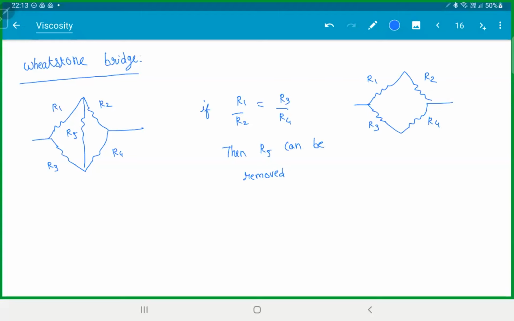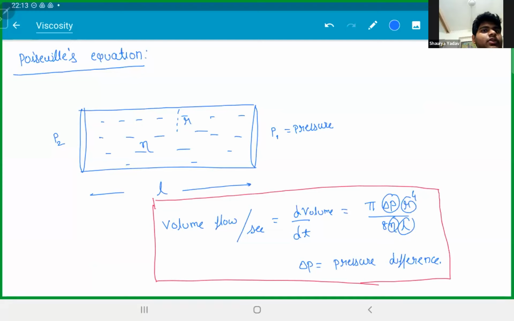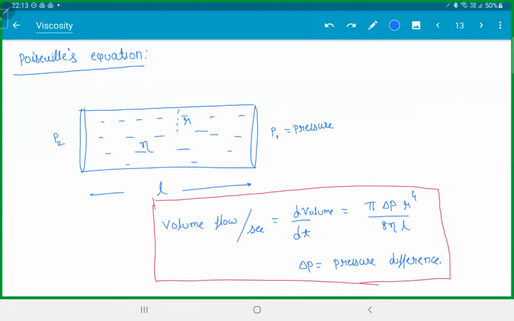Let's see some questions on this. Poiseuille's equation, they can ask like this also. In Poiseuille's equation, which quantity has to be measured carefully in order to decrease the error? Pressure, length, radius, eta? Radius, because even a slight error in radius will be magnified a lot, since it is radius to the power 4. This was a CET question.